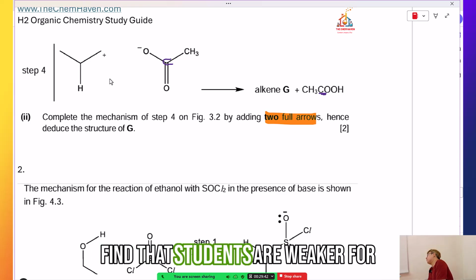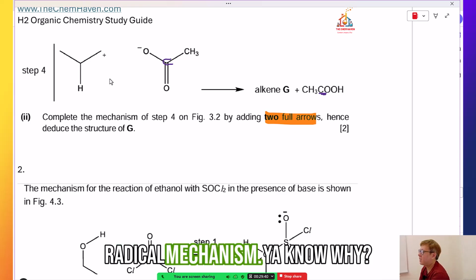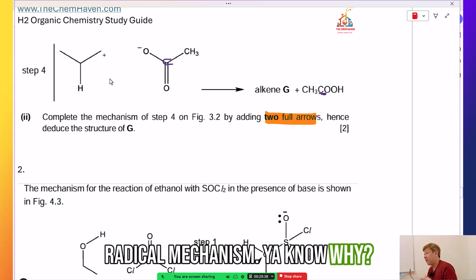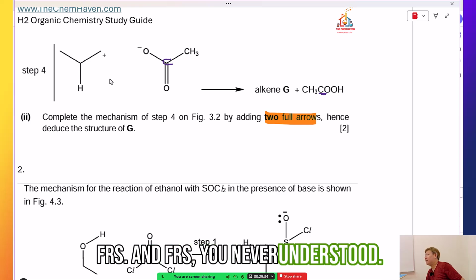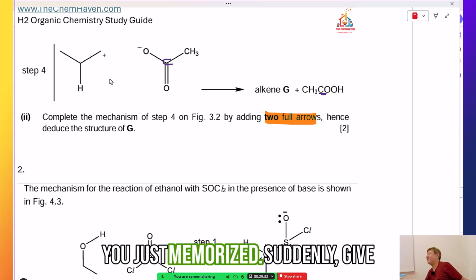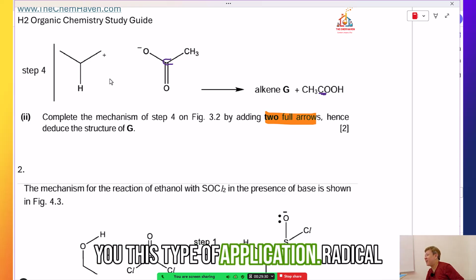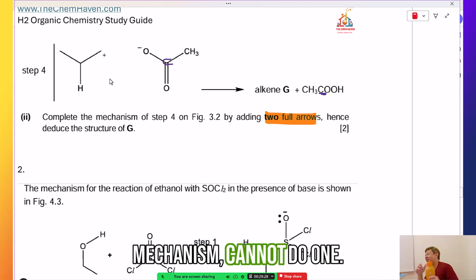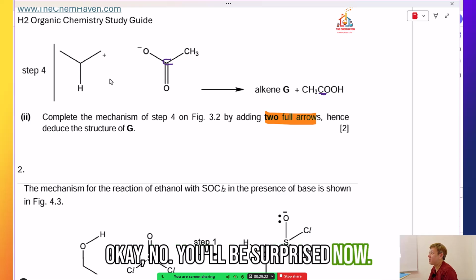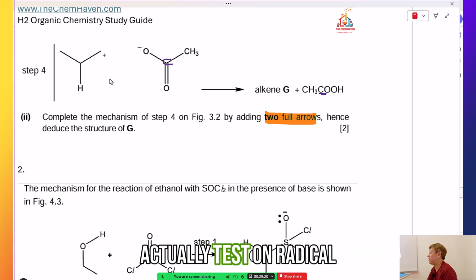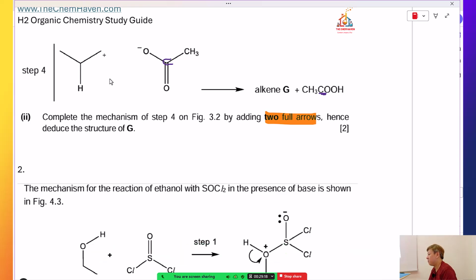Now, I always find that students are weaker for radical mechanism. You all know why? Because the only radical mechanism you know is FRS. And FRS, you never understood. You just memorize one. Suddenly give you this type of application radical mechanism, cannot do one. Correct or not? You'll be surprised. You go and check last year prelim. How many schools they actually test on radical mechanism? Many. Okay?